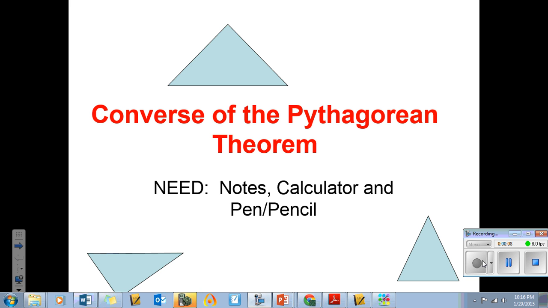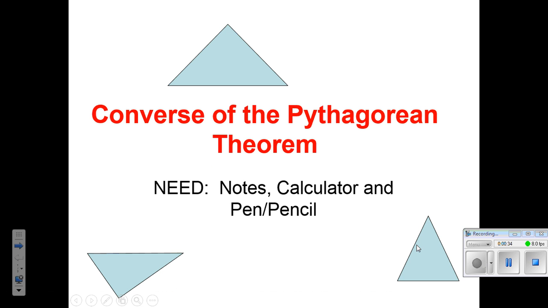So today we're going to be talking about the opposite of what we use the Pythagorean Theorem for. Normally we're given a right triangle and we use the Pythagorean Theorem to solve one of the sides. Now we're going to be given all the side lengths and determine if we actually have a right angle. So you'll need your notes, a calculator, and a pencil.